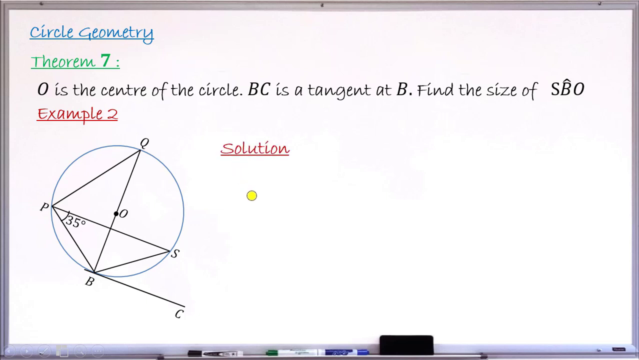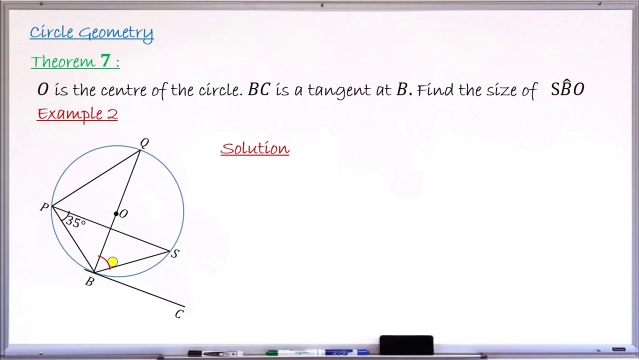Solution to this problem: what you do first is mark the angle asked to find, that is the angle SBO, this very angle. This is the angle that we need to find finally. So you now check what you have. I have just this angle, 35 degrees. See how I can make use of it and some other information that I can see from the drawing in order to find this angle SBO.